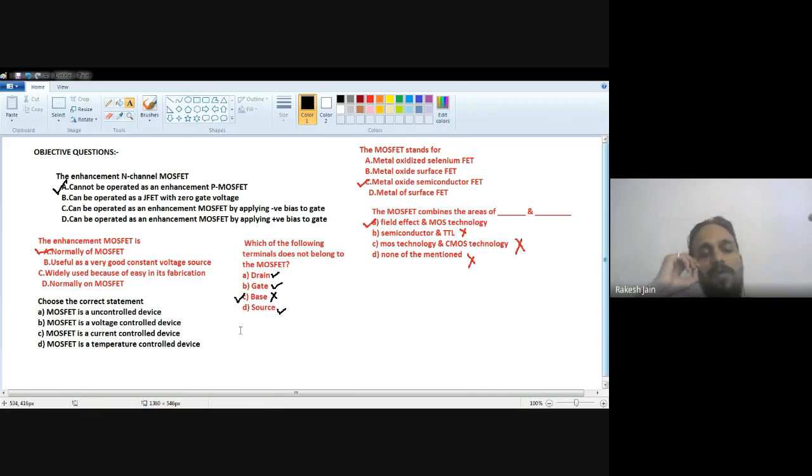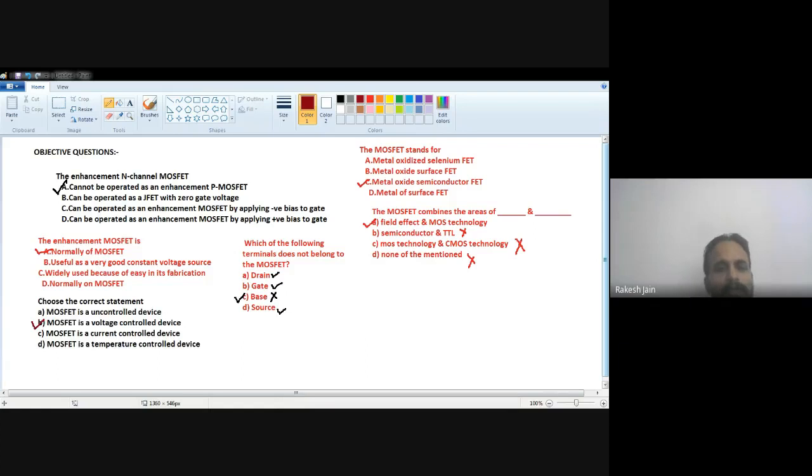Now option B is, MOSFET is a voltage control device. Yes, MOSFET is a voltage control device, because the output current can be controlled only and only by the applied input voltage. That's why it is a voltage control device. So the answer B is correct. And the first is, MOSFET is an uncontrolled device. No, this is a wrong statement. So the answer will be, MOSFET is a voltage controlled device.